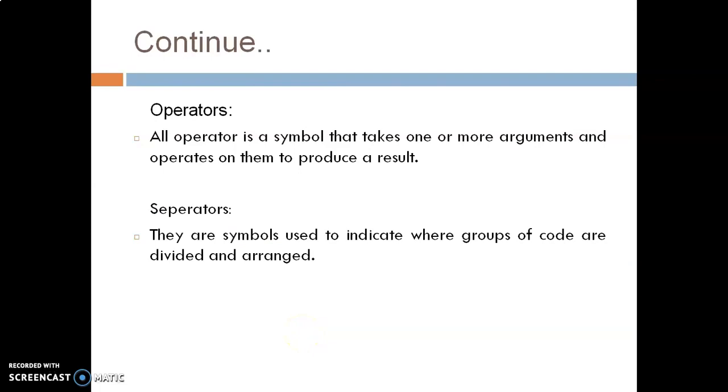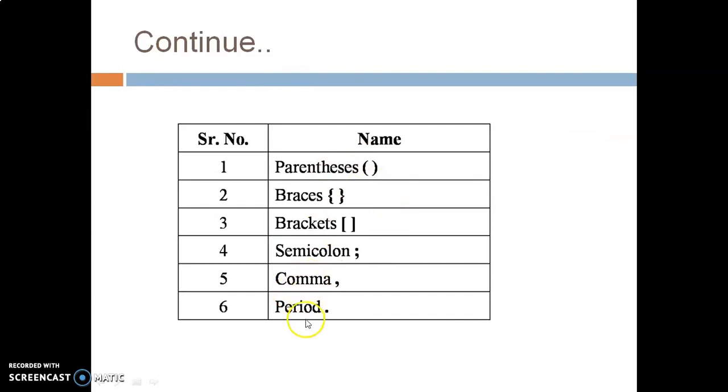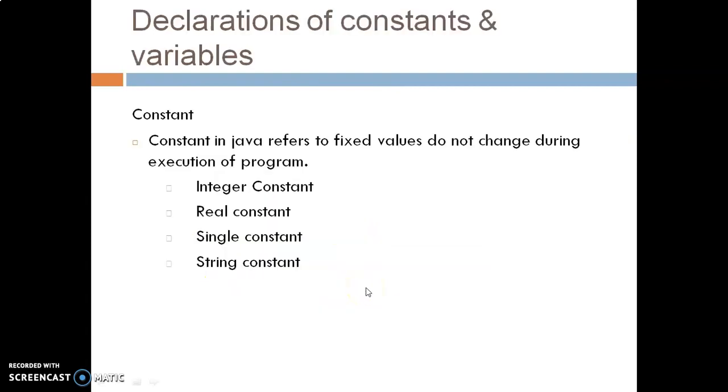Now, operators and separators are all part of tokens. I am talking about tokens only. So an operator, as I said, is a symbol which works on 2 operands to produce a result. Similarly, separators are there. You can see here the list of separators: period, comma, semicolon, bracket, braces, parenthesis. By using the separators, you are able to distinguish the code or divide the code or words.